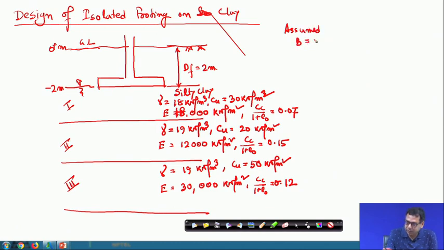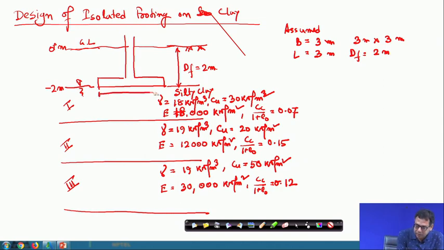So this is the problem, and the assumed B value is 3 and the L value is 3. So it is a 3 meter by 3 meter foundation or footing, and the depth of foundation was 2 meter. This was the chosen problem, and the width of footing was 3 meter.